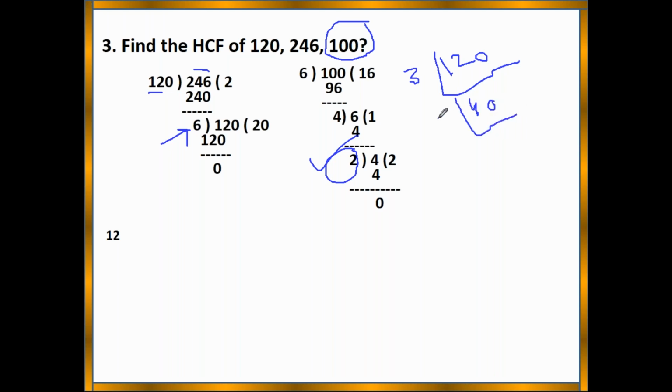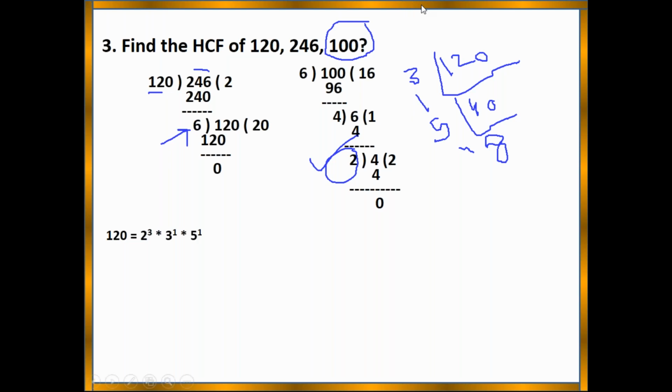First number, 120. It is nothing but 3 into 5 into 8. So 3 power is 1, 5 power is 1, but 2 power is 3. 120 is equal to 2 power 3 into 3 power 1 into 5 power 1. That is the value of 120.